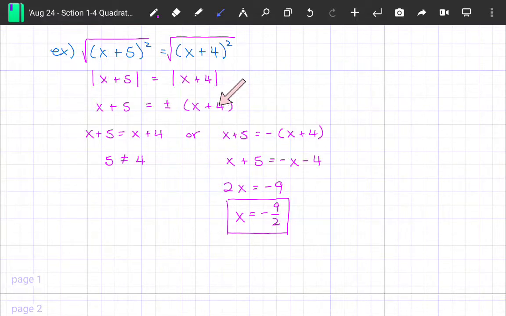But that means we have two equations to solve. x plus 5 is the positive of x plus 4, or x plus 5 is the negative of x plus 4. In this equation, the x's cancel out and 5 can't equal 4, so there's no solution for this one. But when you solve this one, you end up with negative 9/2. So we do have one solution here. Sometimes you get more, but in this case we only had one. So that's solving by square roots. Now let's look at the last method, completing the square.